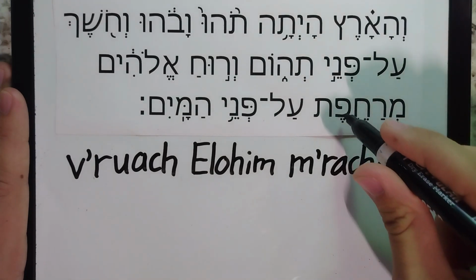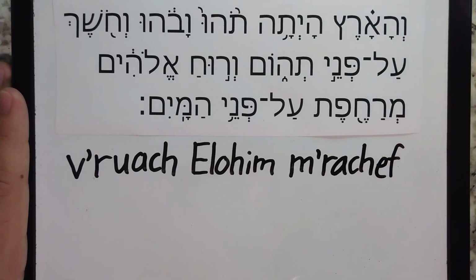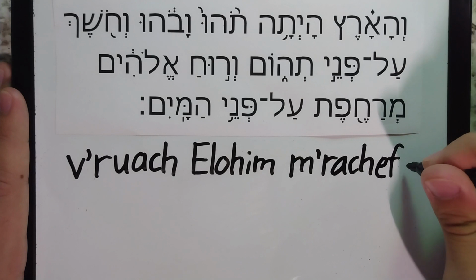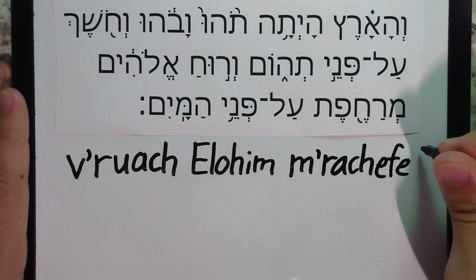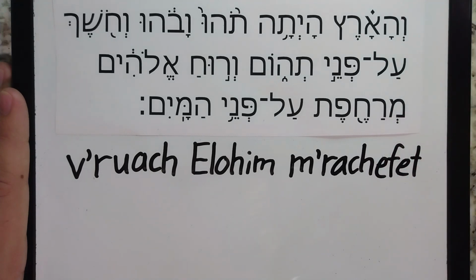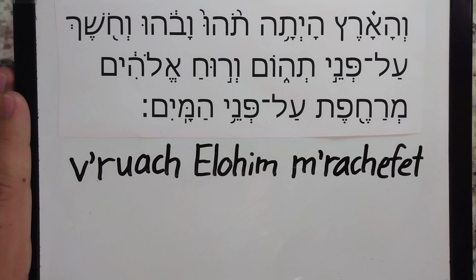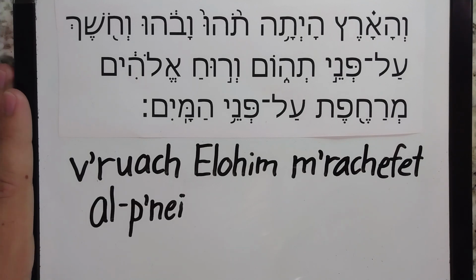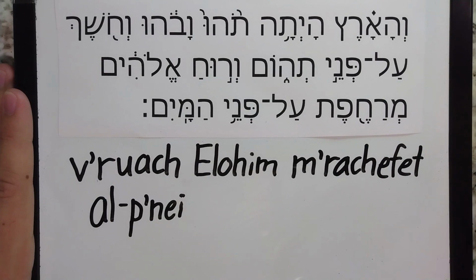Then we have a pe without dagesh, which makes the f sound. Under the pe is another segol, which says eh. And this word ends with a letter tav, which makes the t sound. The accent is on the syllable che, so this word is merachefet. Then once again we have the words al and paneh, once again connected with a dash, al paneh.